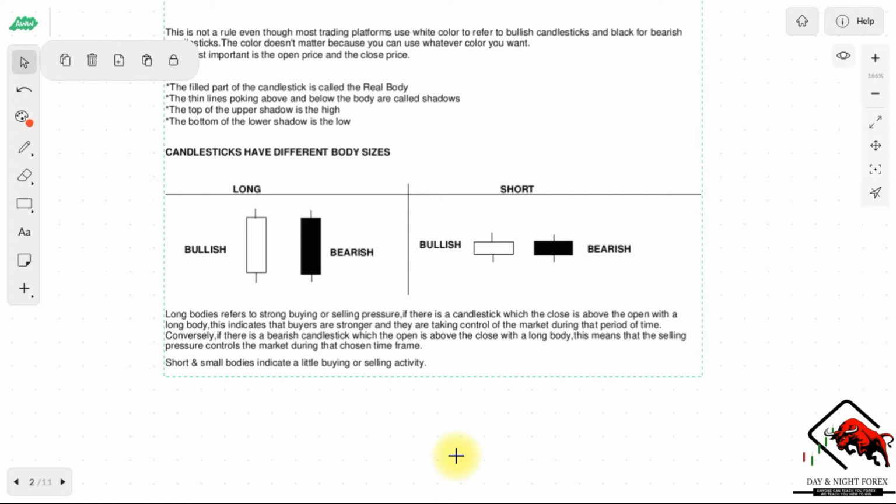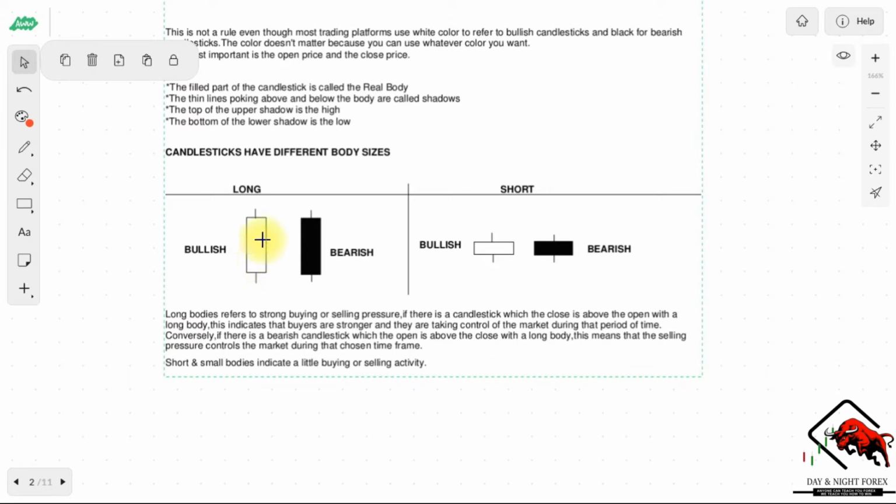The body sizes. These ones, as you can see, have big bodies, and then we have short bodies right here. Long bodies refer to strong buying or selling pressure. This is a bullish candle, which is buying pressure, and selling pressure on the bearish candle. If there is a candlestick where the close is above the open with a long body, this indicates that buyers are stronger and they are taking control of the market during this period of time.